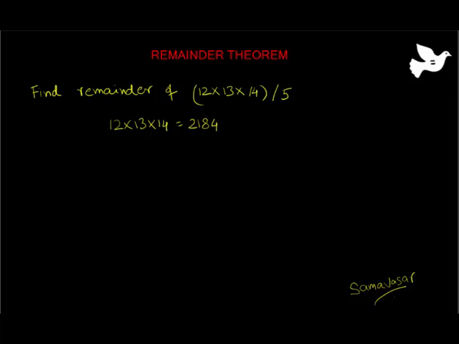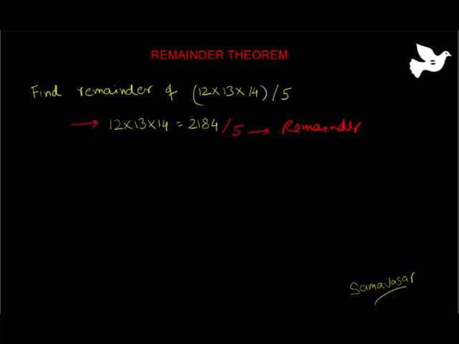Okay, so to take an example, let us say we want to find the remainder of 12 into 13 into 14 when it is divided by 5. There are other ways of finding this more quickly than what I am going to do, but this is basically to give you an idea of this particular concept. So the first way is you just multiply these three numbers. The answer will be 2184, and then you divide this by 5 to find the remainder.